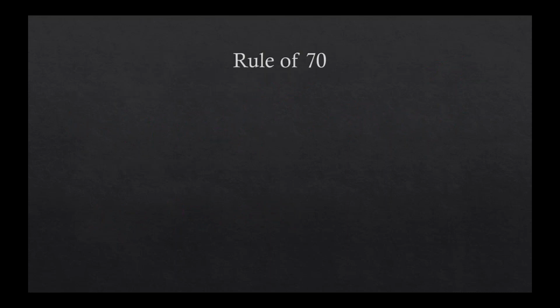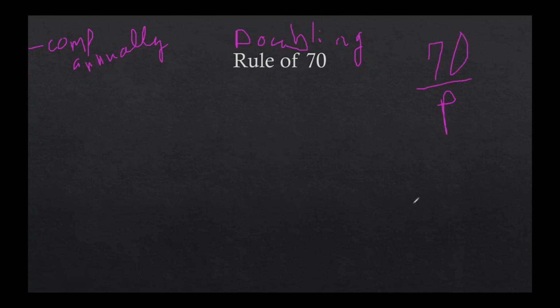The last thing we need to talk about in this section is the rule of 70. The rule of 70 is basically about doubling. If something is compounded annually, we can use the rule of 70 as an approximation for how long it will take to double. That's what this is about. And you do that by taking 70, divided by the percent. And this is as a percent.